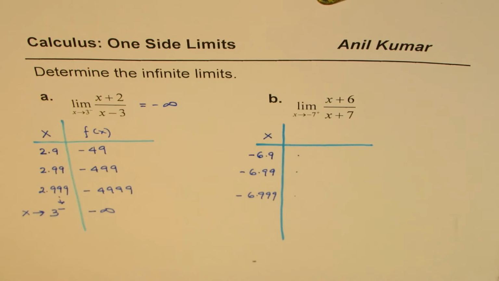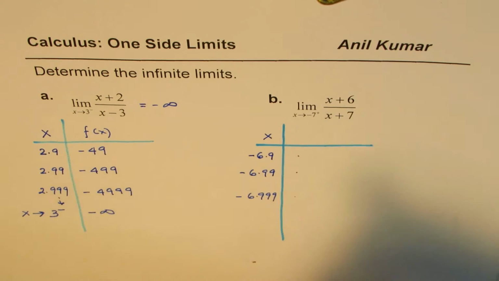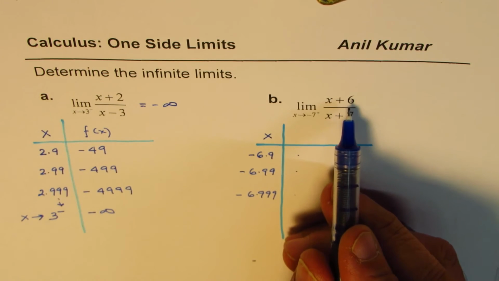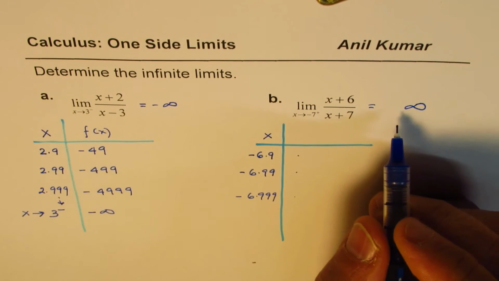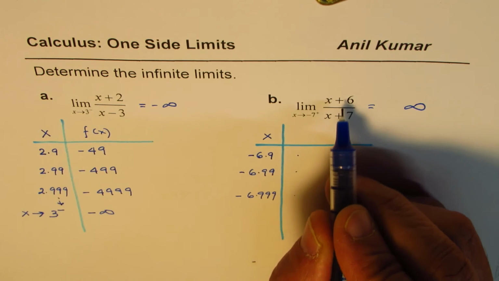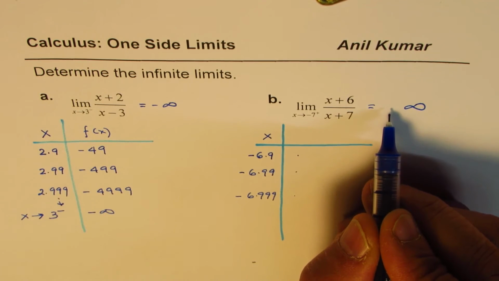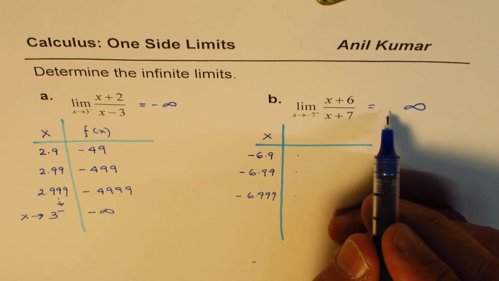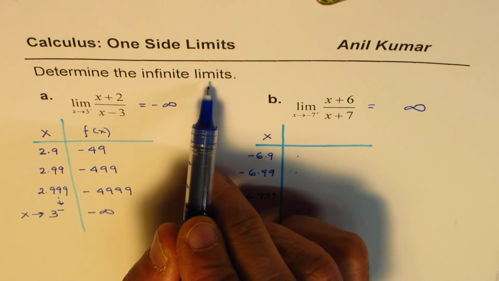What do you expect? Now without calculating, let us estimate, right? So we know it is infinitely large, since if you put minus 7 here, the denominator becomes 0. Anything divided by 0 is infinitely large. But whether it is negative or positive, this is what we have to think about. We are not really worried about these values. We need to find the sign of infinity, right? That is what infinite limits is all about.